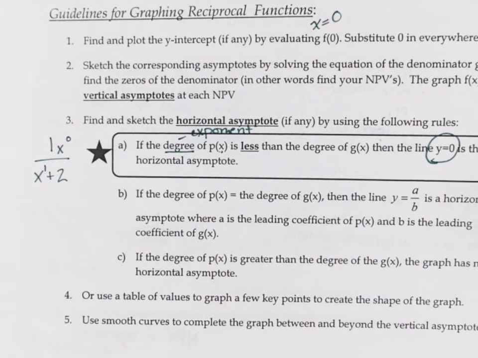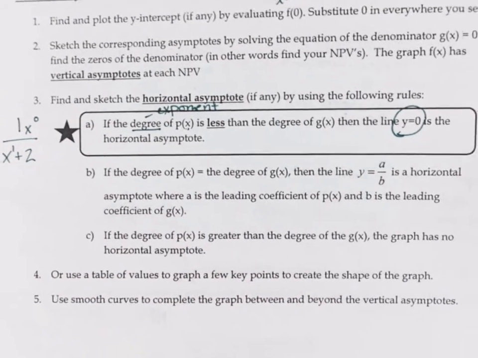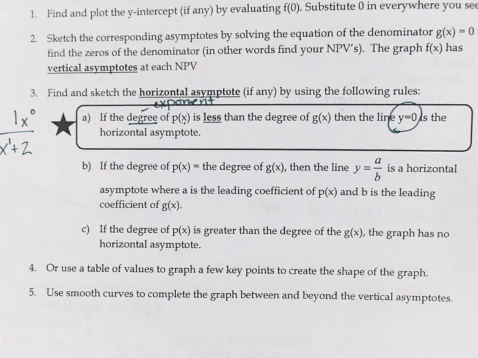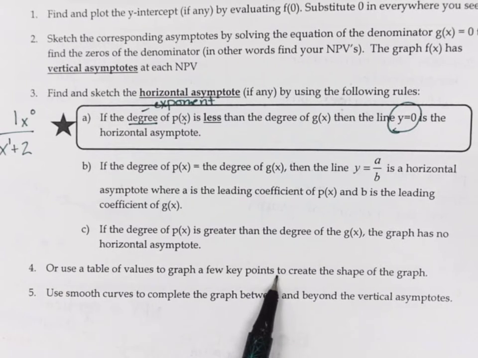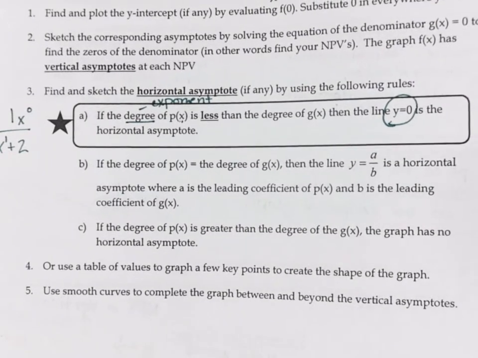Now in grade 12, like I said, we're going to put x's on top and bottom, so then you have to know these 3 rules. In grade 11, right now, you are stuck with option A only, so you just have to memorize that one. Step 4: use a table of values to graph a few key points to create the shape of the graph, and then use smooth curves to complete the graph between and beyond the vertical asymptotes. Easy peasy, right? You guys are good. Okay, flipping the page.